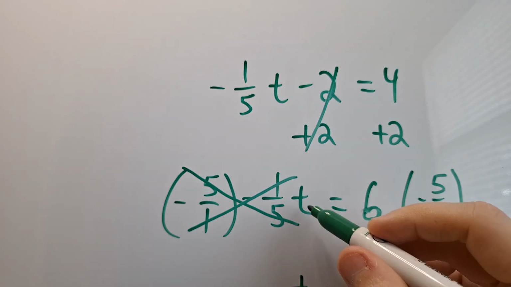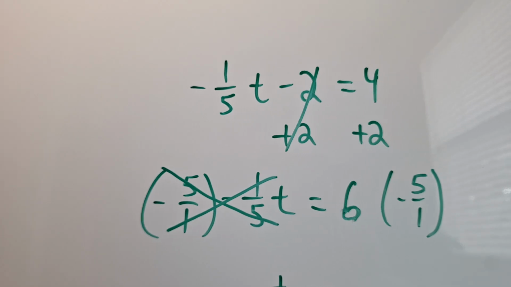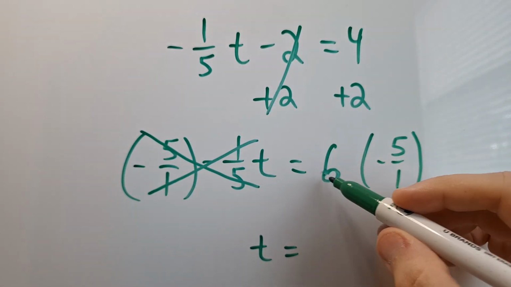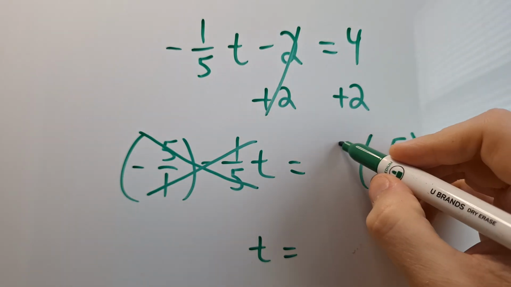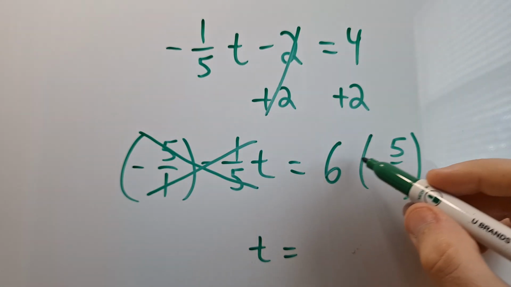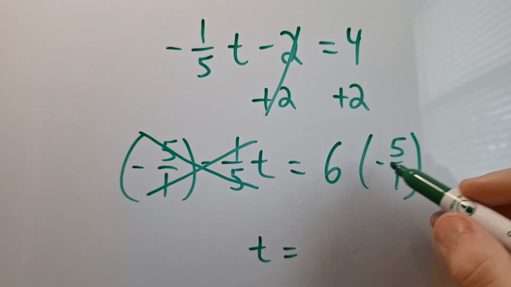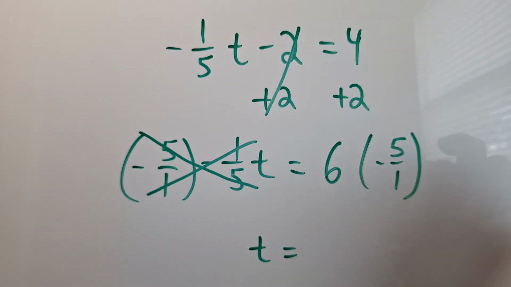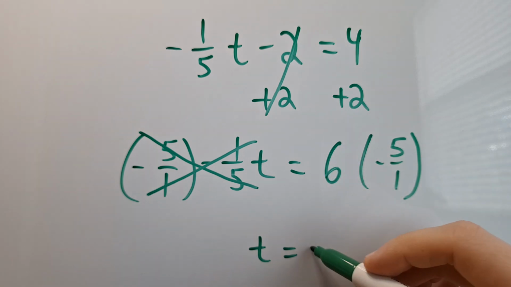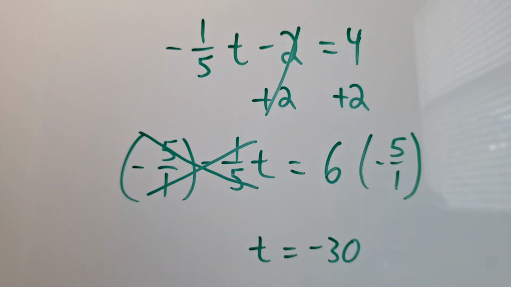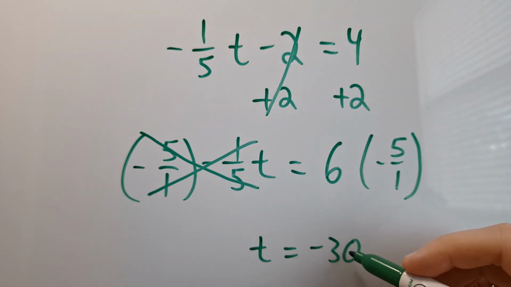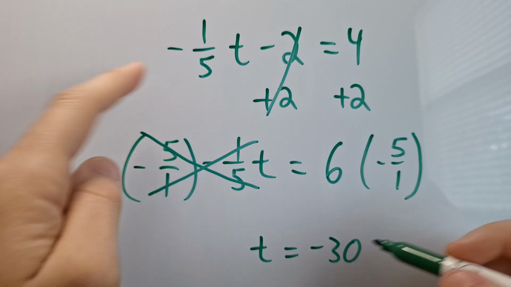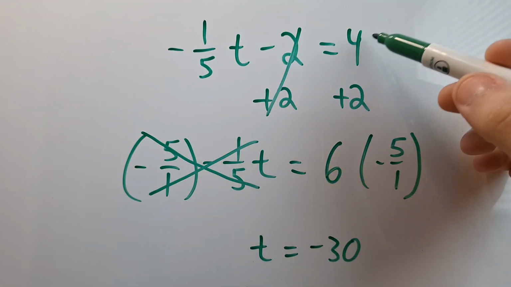Specifically, that coefficient is 1, so the variable is positive. Here I have 6. Let me redraw that. There we go. 6 times negative 5/1. Well, this is the same thing as negative 5, because 5 divided by 1 is 5. So 6 times negative 5/1 would be negative 30. Multiplying this to negative 1/5 will give me positive 6. And 6 minus 2 is positive 4.